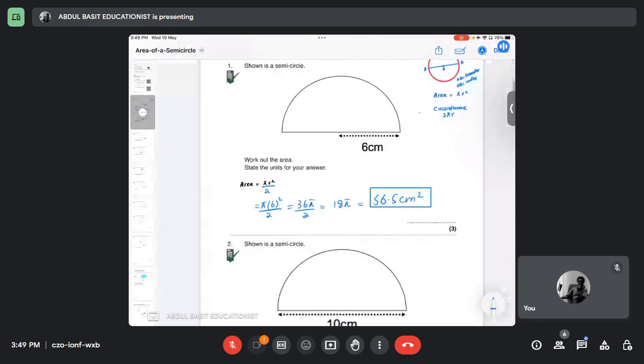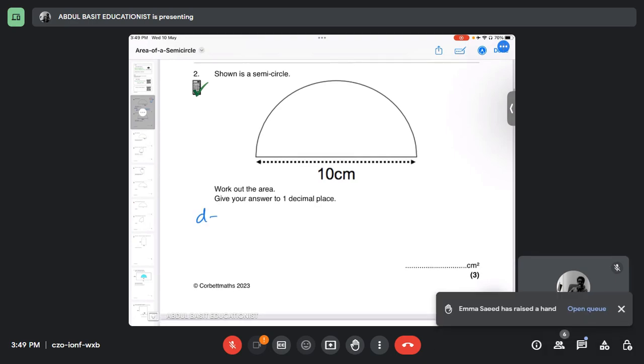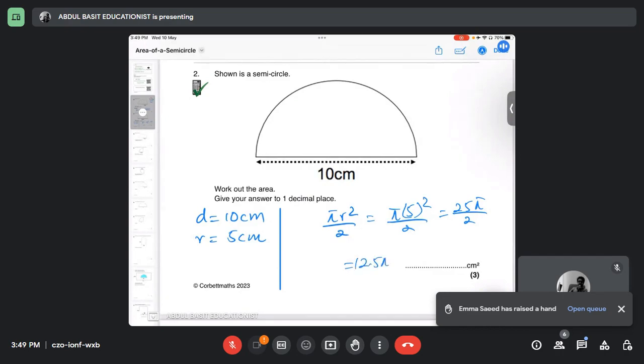Shown is a semicircle, work out the area correct to one decimal place. The diameter is given. So the diameter is 10 centimeters. So the radius is how much? 5 centimeters. Area of the semicircle is pi r squared divided by 2. So r is 5 squared divided by 2. That is 25 pi divided by 2, which is 12.5 pi. So check in the calculator: write 12.5, press shift and the button beside answer, which is pi. So the answer is 39.2, no, 39.3. It is 39.26.